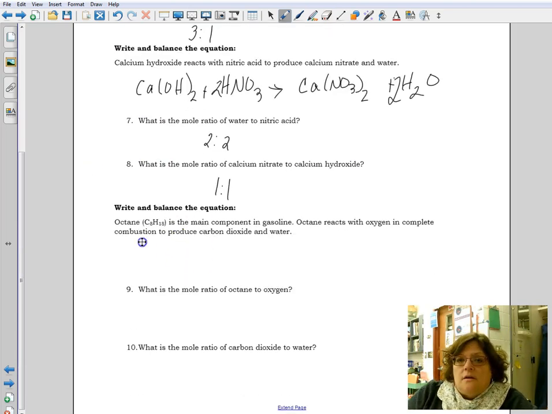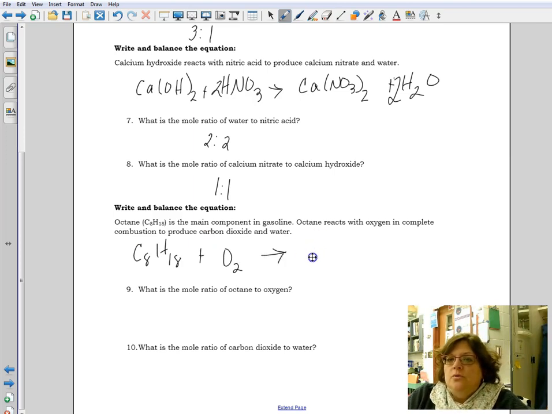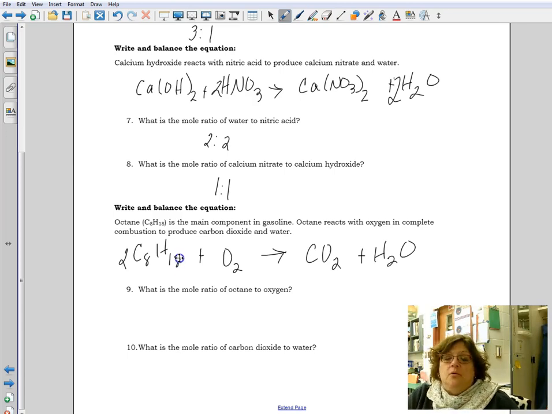All right, octane, C8H18, is the main component in gasoline. Octane reacts with oxygen in complete combustion to produce carbon dioxide and water. So, I know that we're going to need to double this because that hydrogen is 18, which divided by 2 gives us 9. We'll never end up with an even number of oxygens over here. So just start by doubling it.